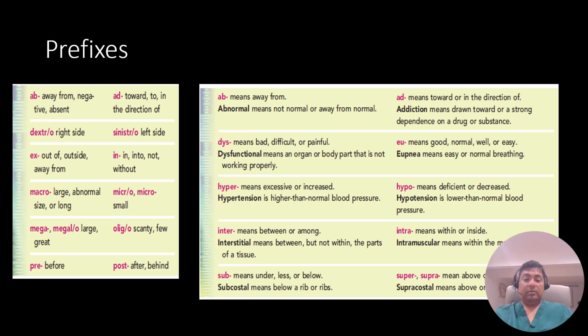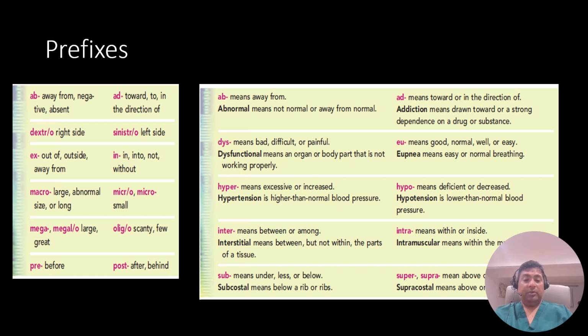Hyper, now the way the term hyper is used in everyday life, it's an abbreviation for hyperactive. But hyper itself means excessive or increased. For example, hypertension is a higher than normal blood pressure. Hyperglycemia is a higher than normal blood sugar. Hypo means deficient or decreased. Hypotension, again, is low blood pressure.